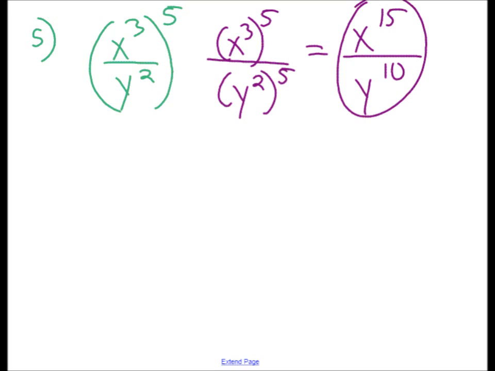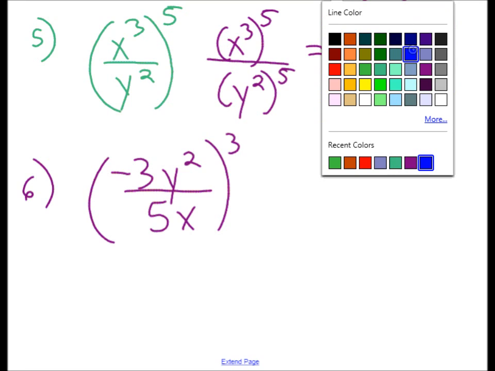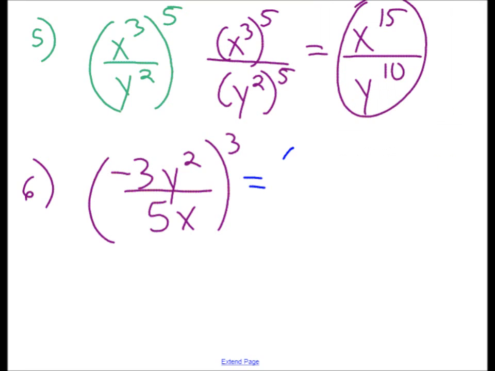Okay. And finally, one more with a fraction raised to a power, making it a little bit more advanced. So let's say we have negative 3y squared divided by 5x, and that whole quantity is raised to the 3rd power. Well, again, the same concept holds true. We want to take the numerator raised to that power, and then take the denominator and raise it to the same power.